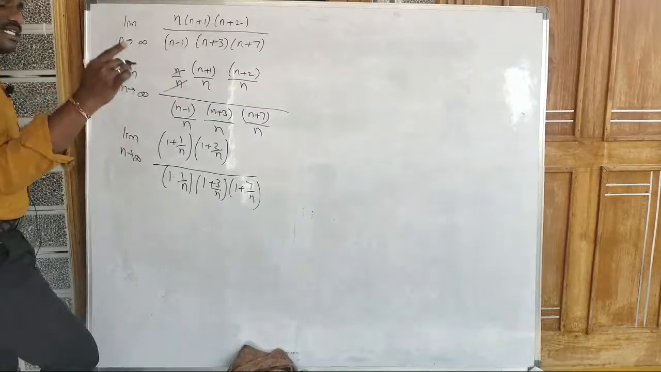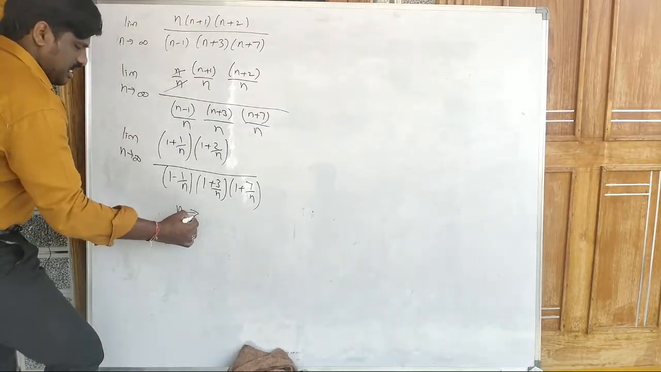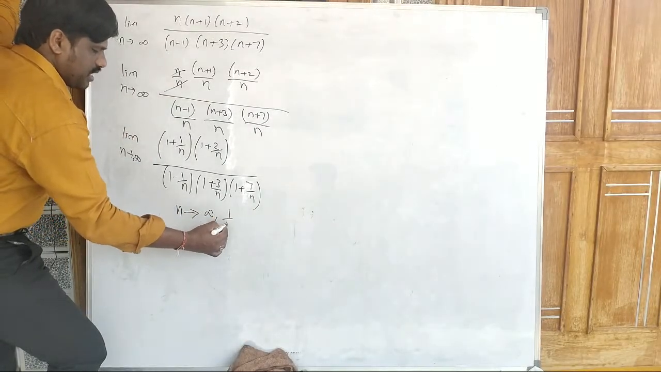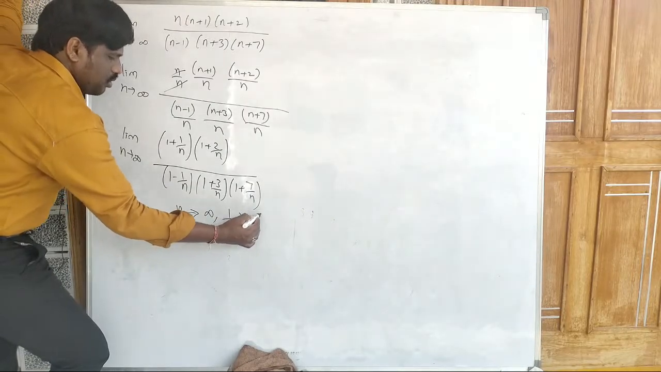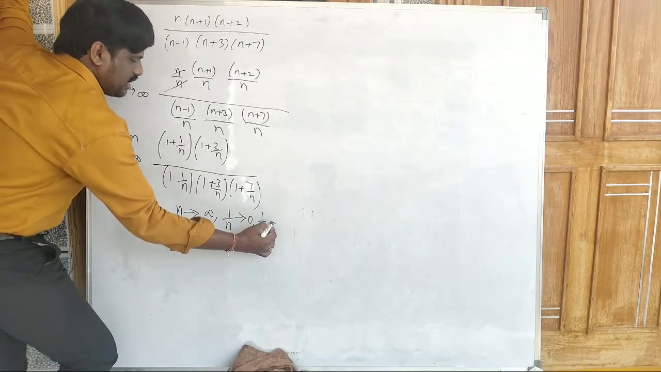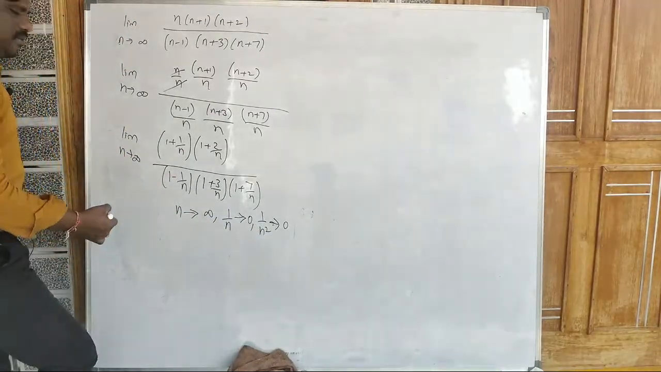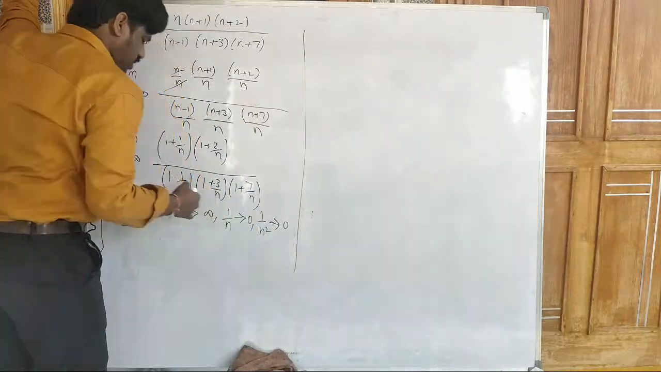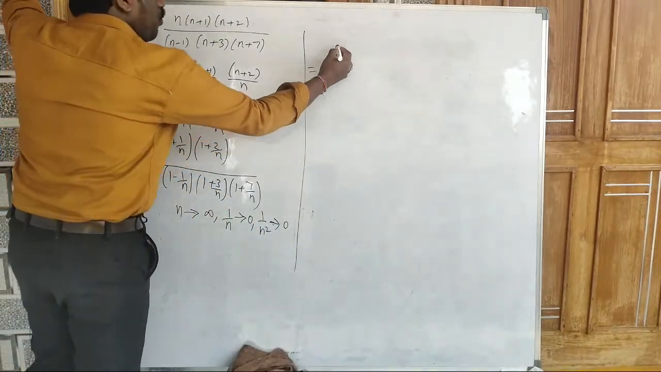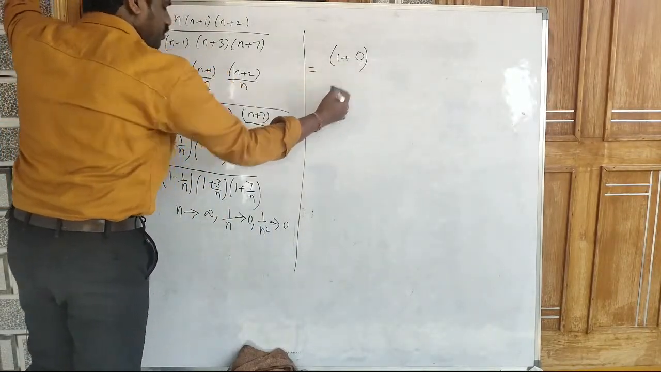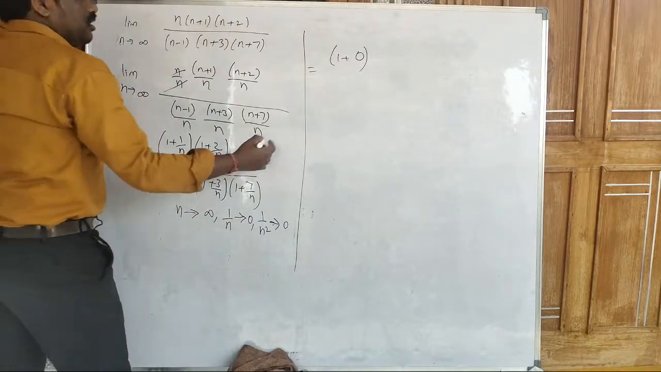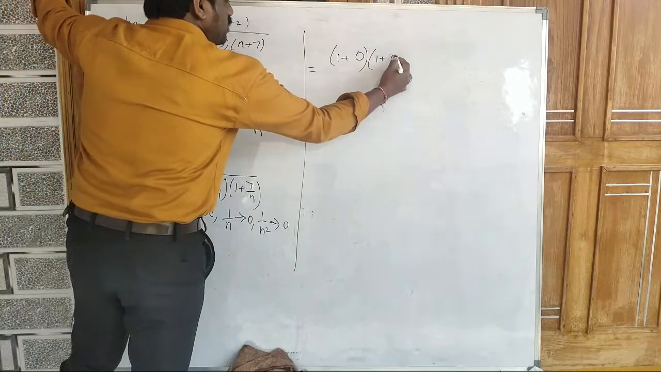Look at here, yesterday I explained that if n is tending to infinity, then 1 by n will be tending to 0, 1 by n square will be tending to 0. I already informed yesterday. So now you substitute the limit. If you substitute the limit, 1 plus 1 by n, 1 by n is 0. So 1 plus 2 by n is 0.